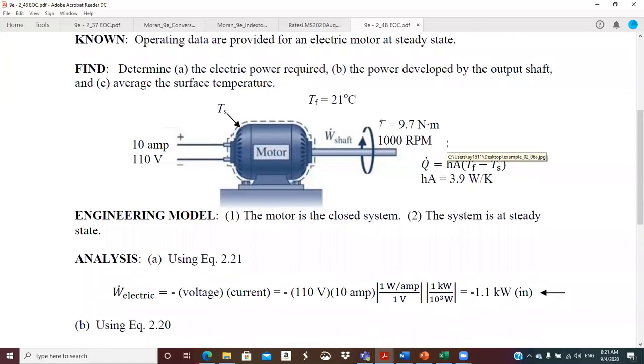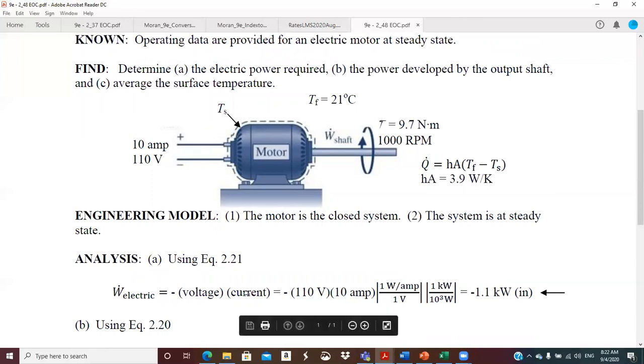Okay, so let's move on down. So for the electric work that's done on the control volume, since that's basically work done on the control volume, it has a negative sign attached to it, and that is appropriate. So you see the minus sign and then the voltage and the current.